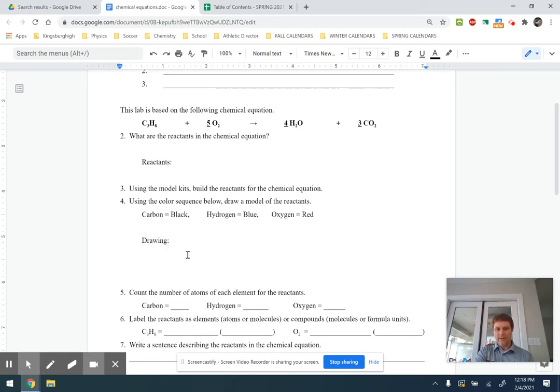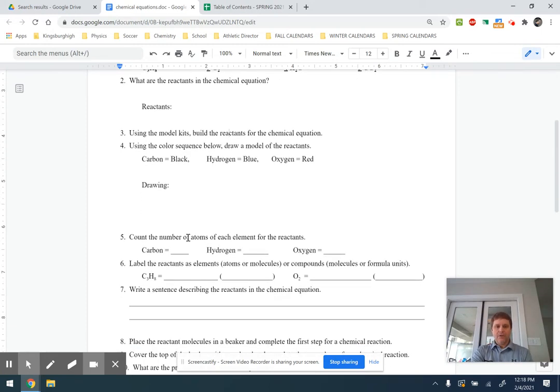So when you draw it down here, you're going to draw the actual molecule as it looks, to the best of your ability, the 3D molecule as it looks. When you draw it, you'll draw carbon as black, hydrogen as blue, and oxygen as red. So instead of the hydrogen being white like they are in the model kit, you'll draw them as blue so we can see them. So when you get to number 5, count the number of atoms.